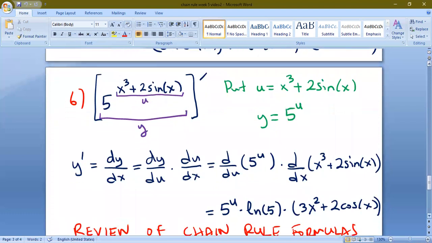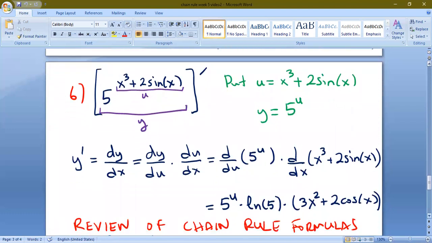Another example, let's say 5 to the x cubed plus 2 sine x. Here, the first function that takes x is x cubed plus 2 sine x, call it u. And then the second function is writing this as a power of the exponential function 5 to the x, so call it y. So u is x cubed plus 2 sine x, y is 5 to the u.